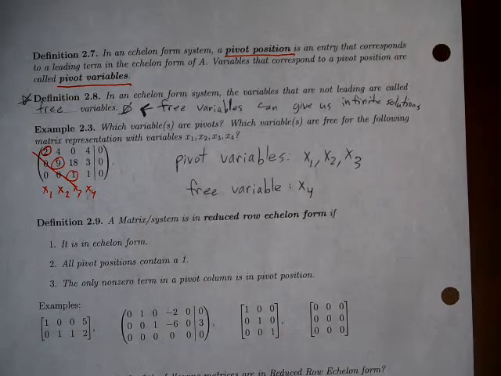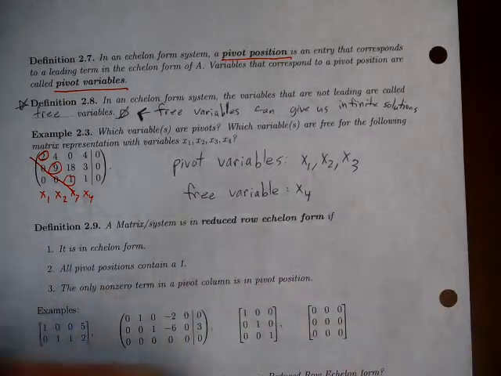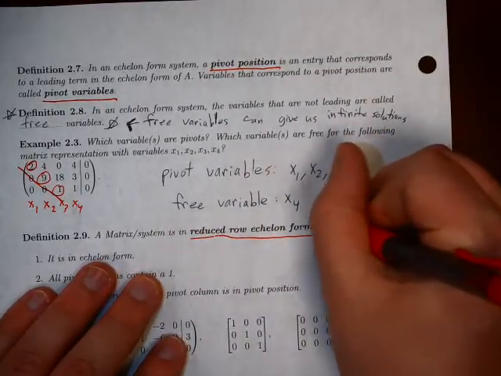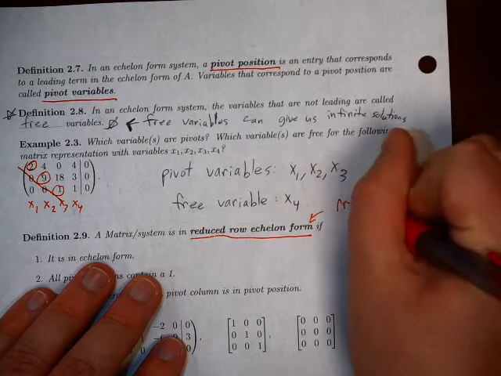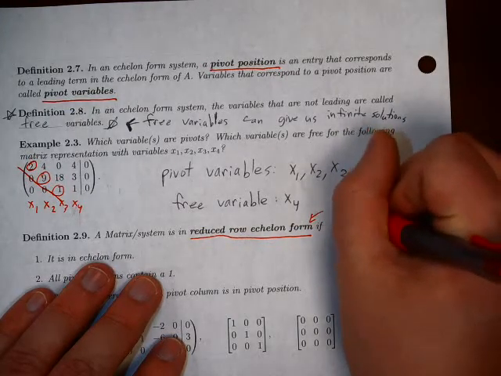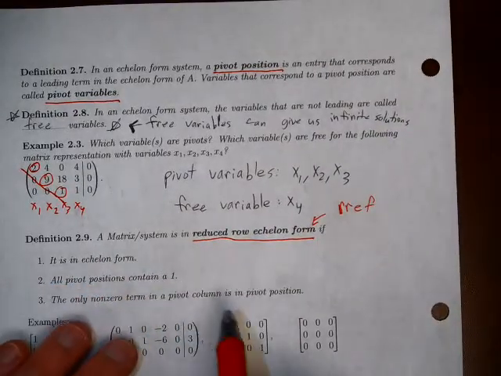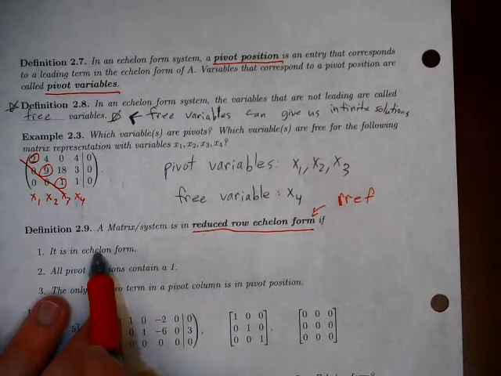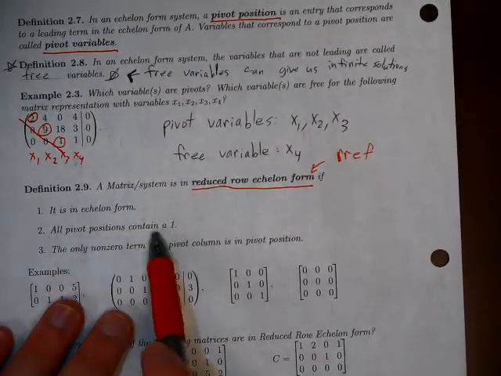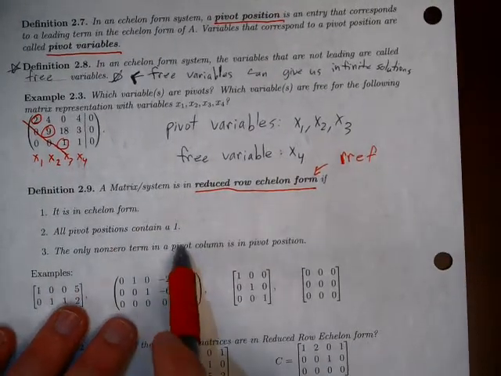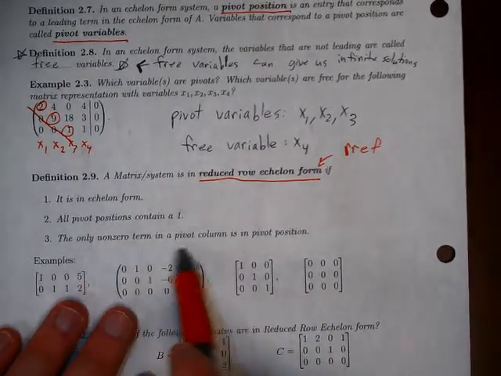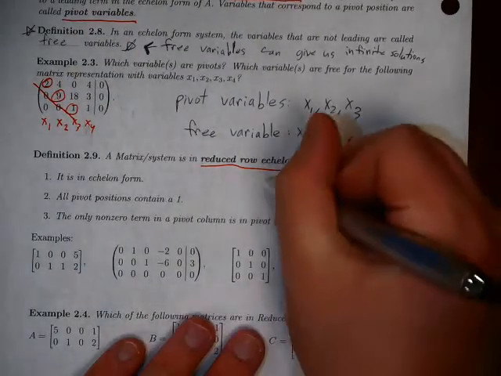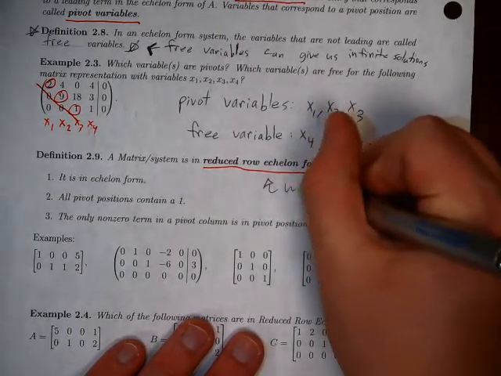Alright, so now we're going to say that a matrix or a system is in reduced row echelon form. This is going to be very important. We'll call this RREF if we want to go ahead and not write reduced row echelon form. So in order to be in reduced row echelon form, it needs to be in echelon form, so have that pattern we had from the previous page. All of the pivot positions have to contain a 1. And the only non-zero term in a pivot column is in the pivot position. So this is what we want.